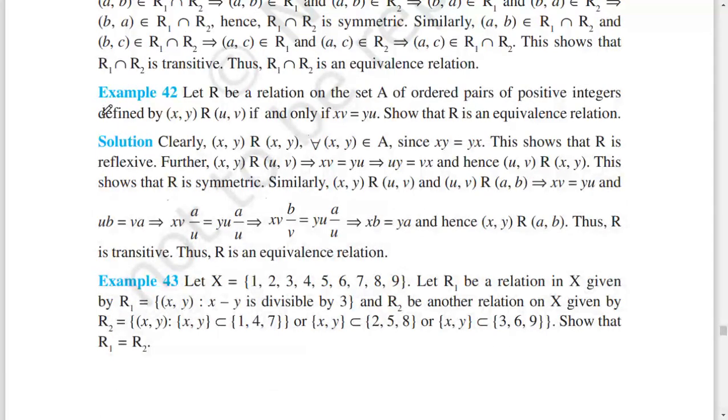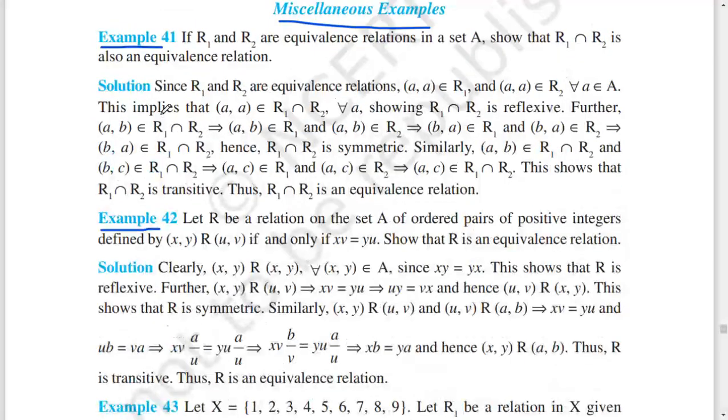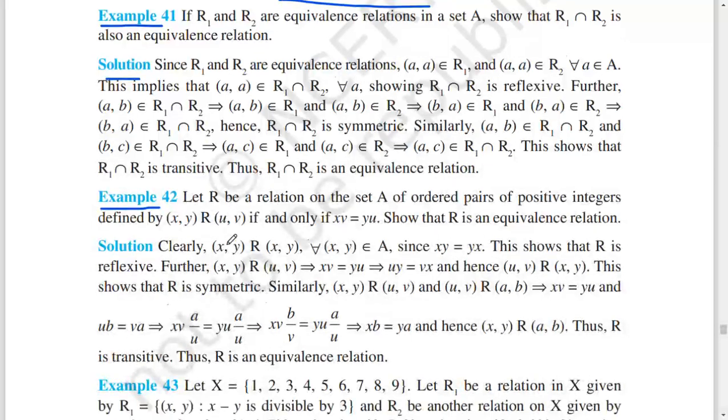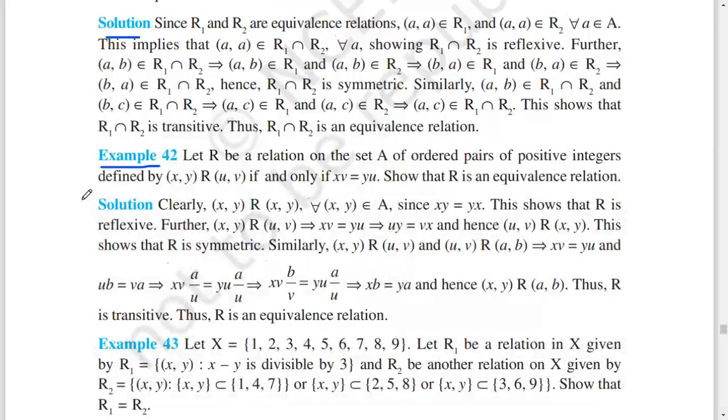Example 42. Solution. Let R be a relation on the set A of ordered pairs of positive integers defined by (x, y) R (u, v) if and only if xv = yu, so that R is an equivalence relation. Solution.